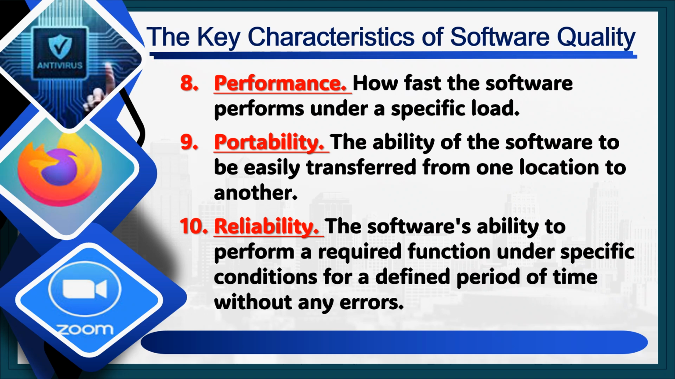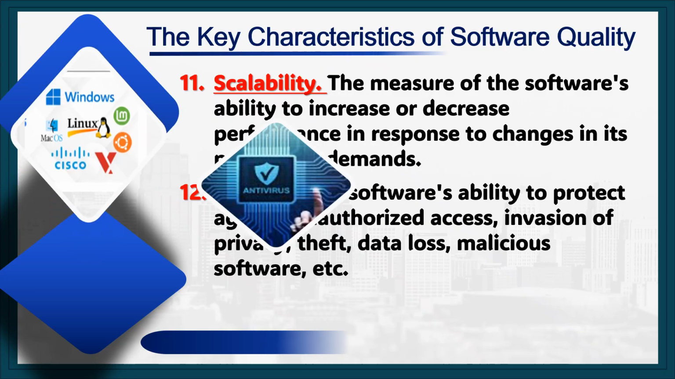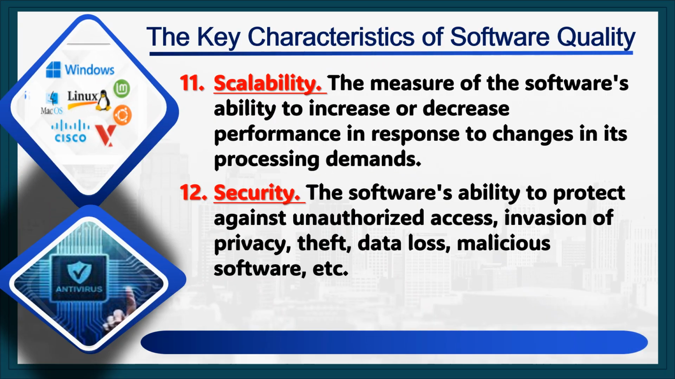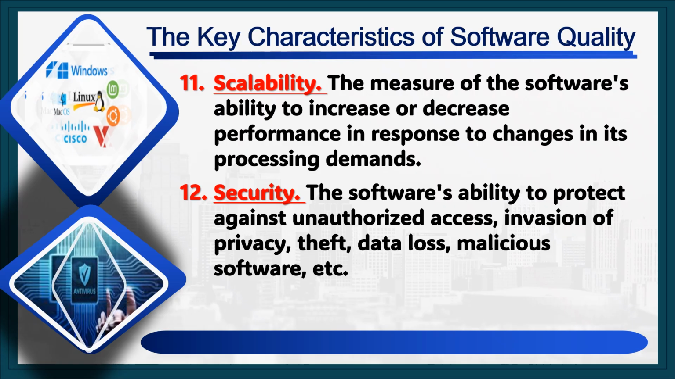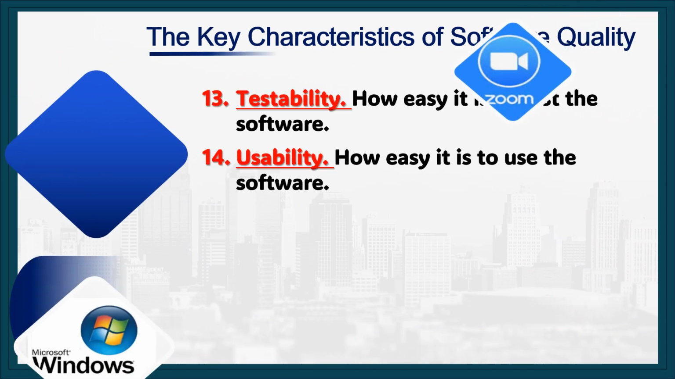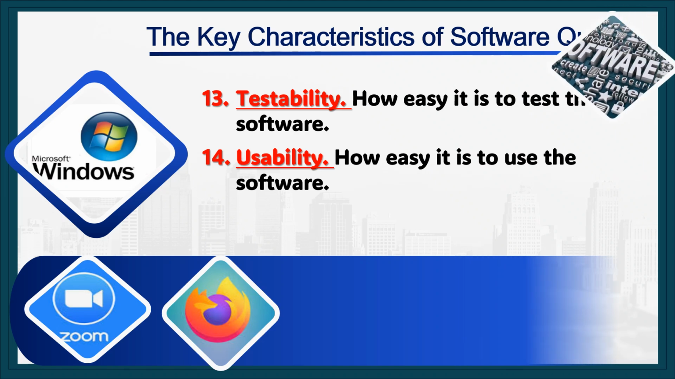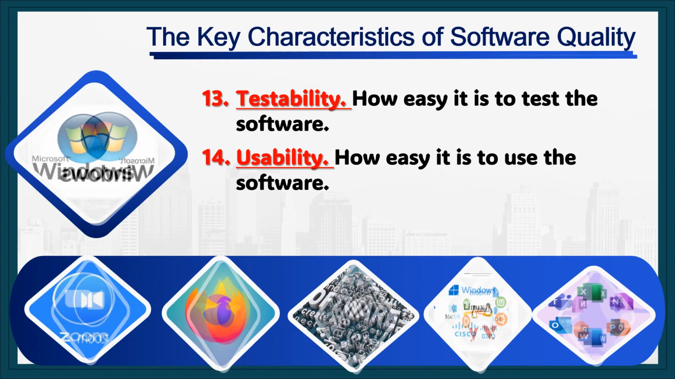10. Reliability. The software's ability to perform a required function under specific conditions for a defined period of time without any errors. 11. Scalability. The measure of the software's ability to increase or decrease performance in response to changes in its processing demands. 12. Security. The software's ability to protect against unauthorized access, invasion of privacy, theft, data loss, malicious software, etc. 13. Testability. How easy it is to test the software. 14. Usability. How easy it is to use the software.